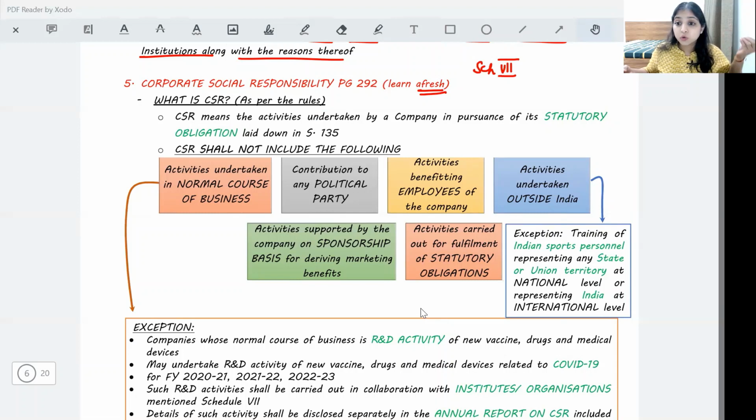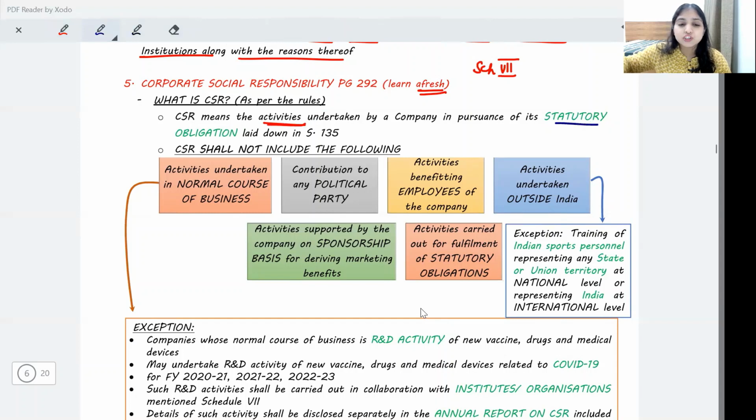Now let us go ahead and let us see what does the law say about CSR. What is CSR? CSR means activities undertaken by a company in pursuance of its statutory obligation laid down in section 135. First of all, remember, CSR, the section is section 135. You cannot afford to forget this. So section 135 gives us all the provisions relating to CSR.